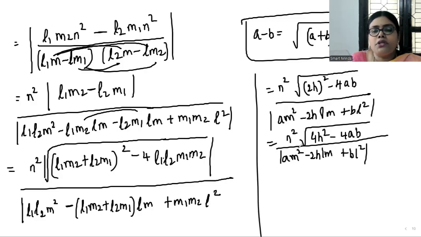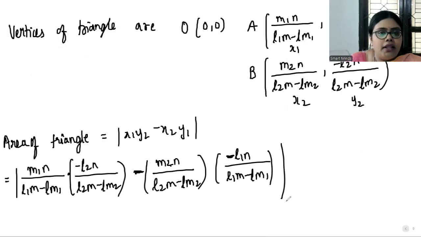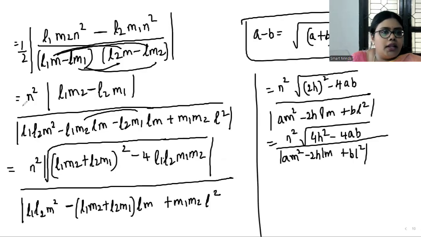From the numerator, from the square root, I will take 4 common. If I take 4 common, square root of 4 is 2. Understood? One minute. Here in the formula, I have taken mod x1 y2 minus x2 y1. It is actually half mod x1 y2 minus x2 y1. So everywhere you will get half. Here 2, then here 2, then here 2, then here 2.